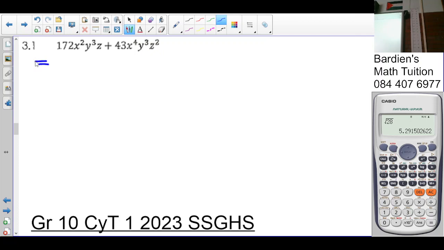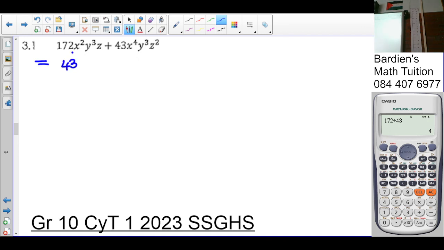As you can see, 724 is fairly large, so it's going to be safer for us to check if 172 is divisible by 43. 172 divided by 43 gives you 4. So yes, 43 is a factor of 172. So we know that 43 is a common factor.